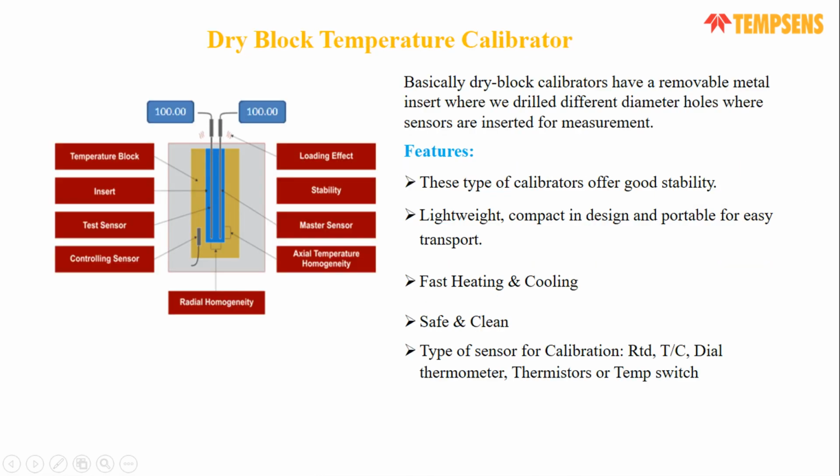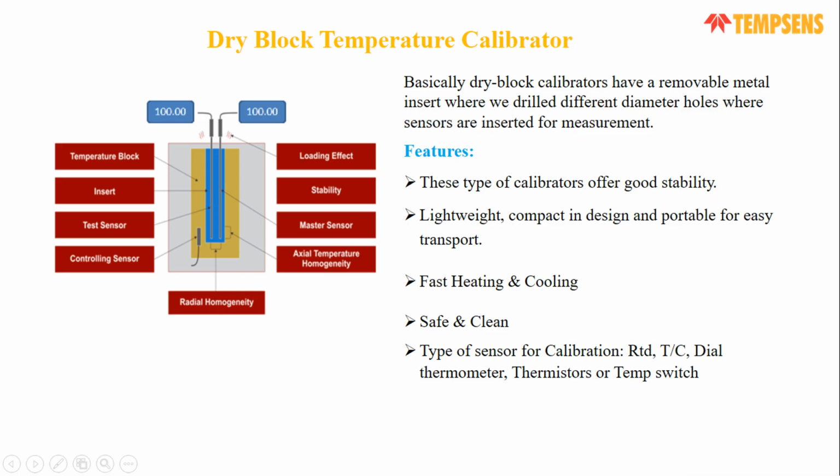Now we will discuss the uncertainty components for the dry block temperature calibrator. I will discuss all the major components that contribute to the uncertainty in dry block temperature measurement. Before going into that part, let me discuss the dry block temperature calibrator. It is an insert or block where we make drill holes based on your sensor diameter, and we heat that insert in the metal block to whatever set point we have to reach. We put our master sensor and the test sensor in, and we make the comparison.